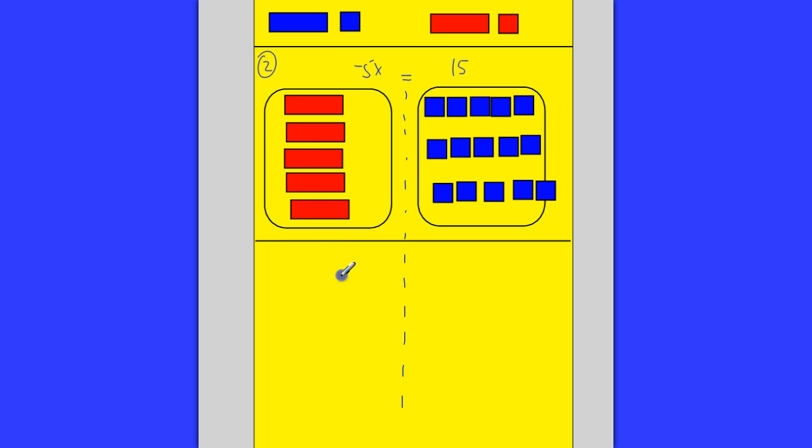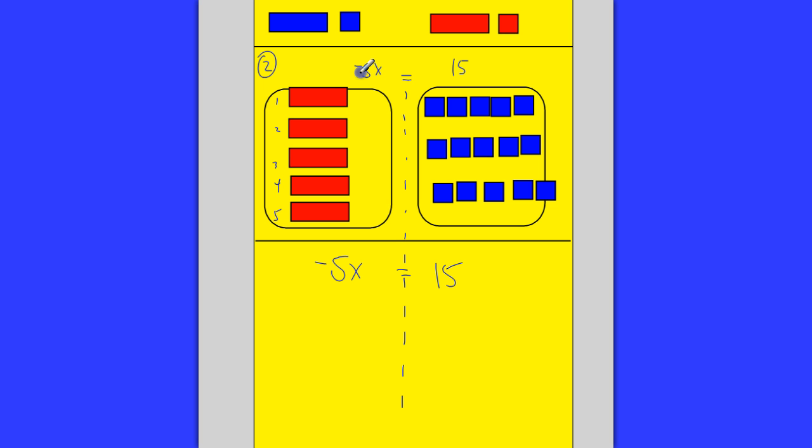Okay, so down here, record your work. You have negative 5x on this side. That is equal to 15 on this side. So what I'm going to do now is sort these into groups of 1, which you really can't draw, but what you can write on your paper. Right, like this. Okay, you've got 1, 2, 3, 4, 5. There's your 5 groups, and each group has 1.